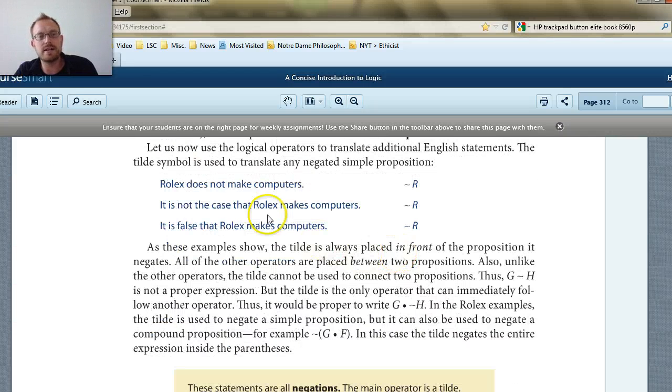Let's move down here, right? Take a look at this, right? Rolex does not make computers. You can see that's not R. It is not the case that Rolex makes computers. That's also not R. It is false that Rolex makes computers. That's also not R. So you can see here, this is the difference between statements and propositions, right? All of these are different, but they mean the same thing, right? So that's the first thing. And you're always going to place the tilde in front, never behind a proposition, right?